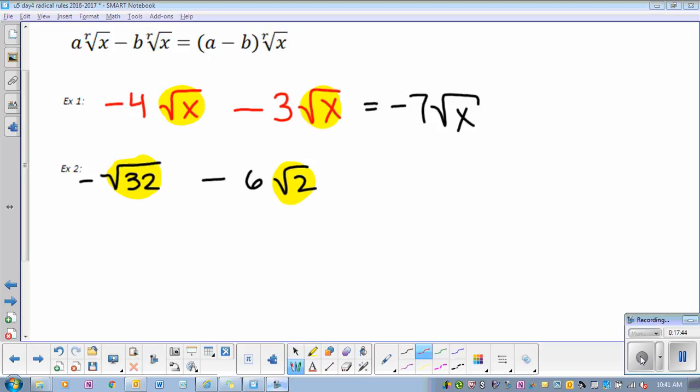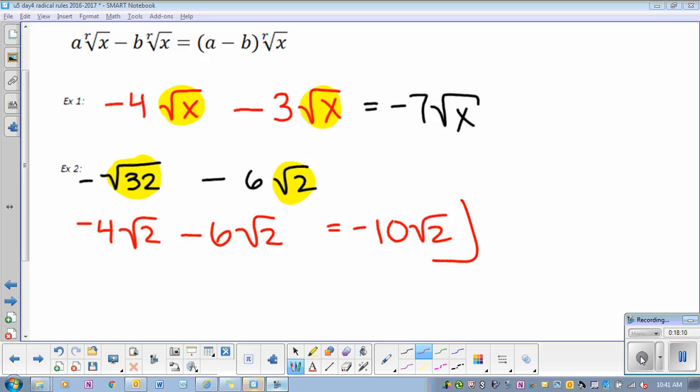Alright, so with this, it should be negative, because the negative was already out, right? Negative 4 root 2. Did you get that? Alright, minus 6 root 2. And what is that? Just 10? Negative 10. Negative 10 root 2. Good. Okay? Any questions? If you got that, great. Alright? That's perfect. That's great news.